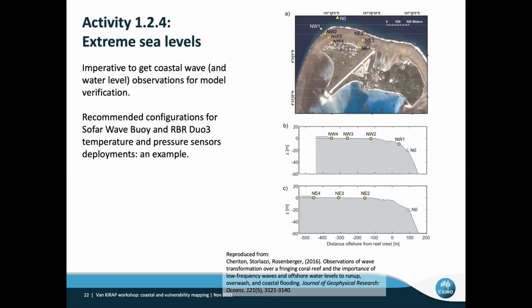in a transect across the reef from deep water, up across where the waves break, and towards the shoreline. Again, I don't think we need quite that density of observations, but this is an example of a recommended configuration that would really help us to verify and calibrate the national dynamical model that Vanessa presented, and thus reduce our uncertainty in the coastal hazard information that we can provide to Vanuatu through Van-KIRAP.